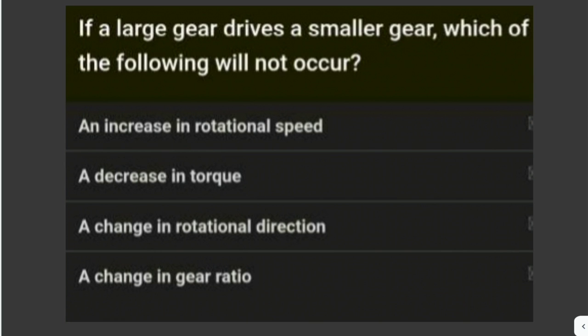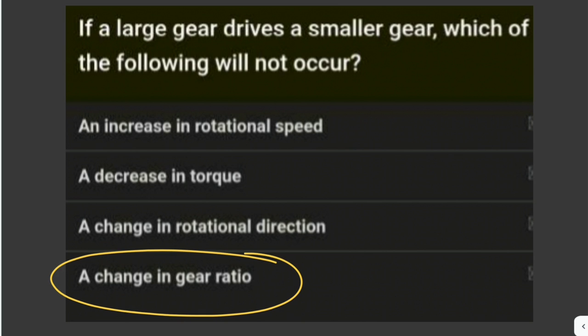If a large gear drives a smaller gear, which of the following will not occur? An increase in rotational speed, a decrease in torque, a change in rotational direction, or a change in gear ratio. So the answer here is this one, a change in gear ratio. So the ratio of the gears, which is a comparison of the number of teeth on the gears, will remain the same.